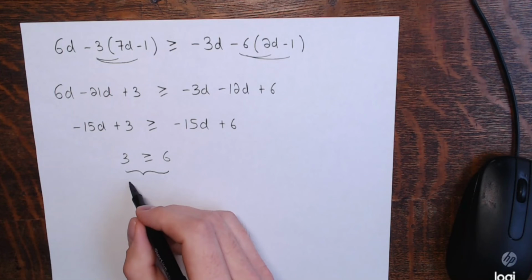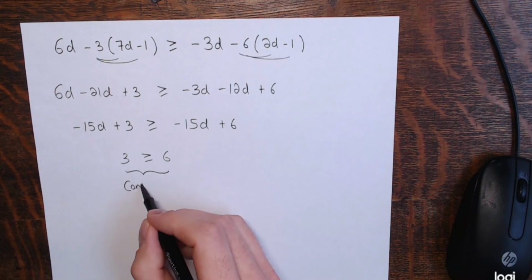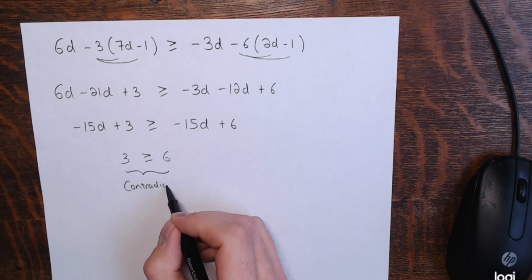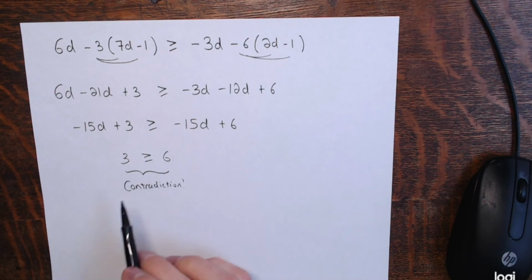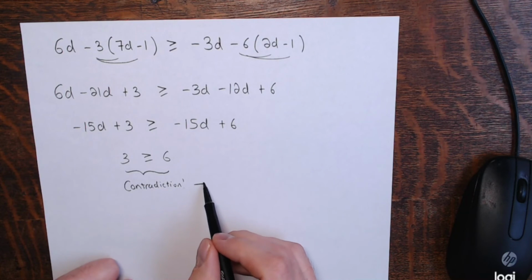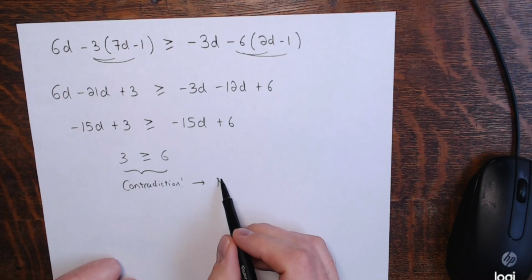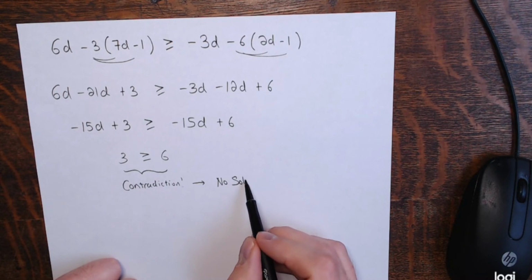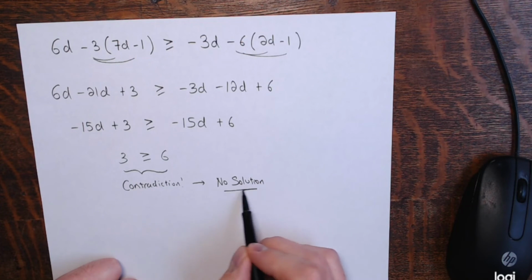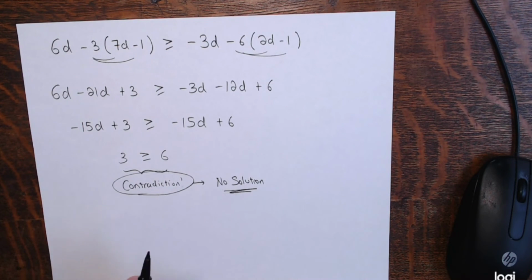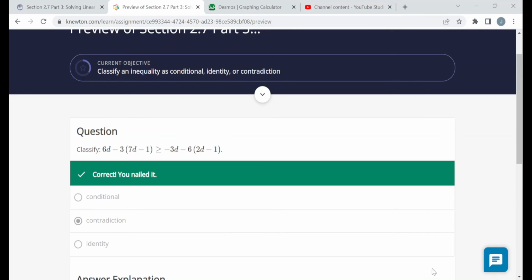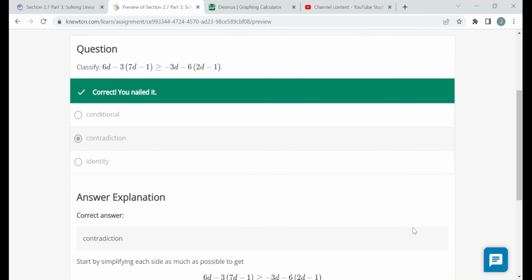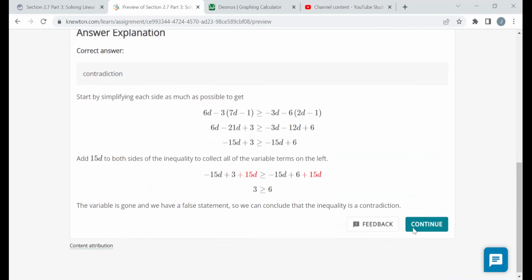So this is for sure a contradiction. This will never be true, right? No matter what you plug in for d, this is false. So this inequality has no solution whatsoever. Alright, but they do want us to just highlight the contradiction part. So this is a contradiction, and hooray, I did that one right and copied it down correctly. Alright, great.